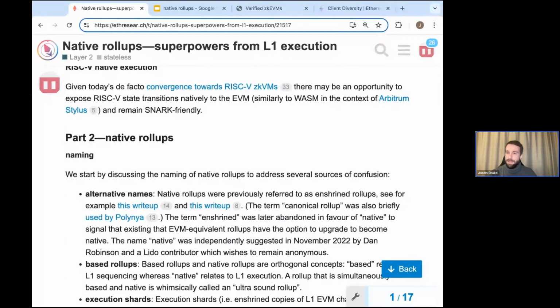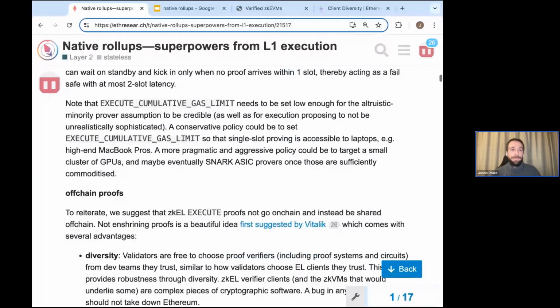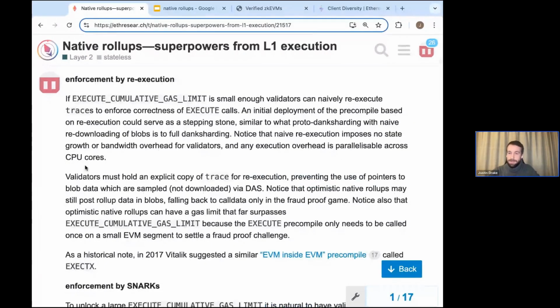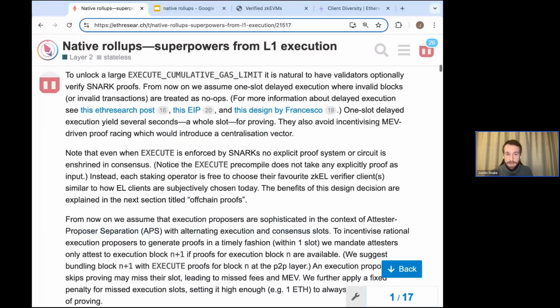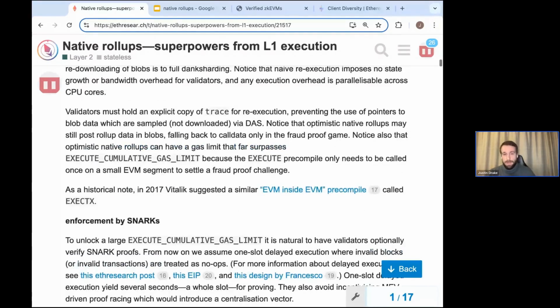This slide says enforcement by SNARKs. When do we get the opcode to enable that on mainnet? Okay, so my hope is that we can have the opcode in 2026. And the reason is that we don't need the delayed state root. We don't need the fancy SNARKs. And we also don't need what's called attester proposer separation, or APS, which is one of the dependencies to have the SNARK enforcement. So hopefully, in 2026, we have this precompile.